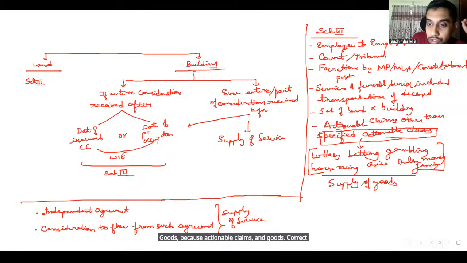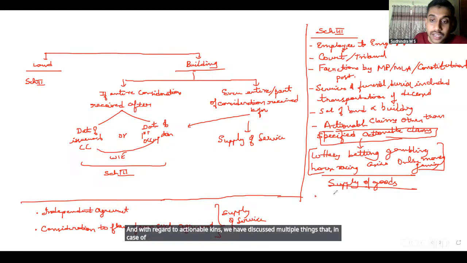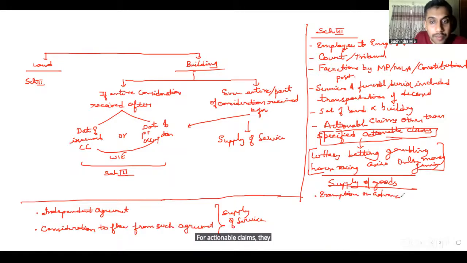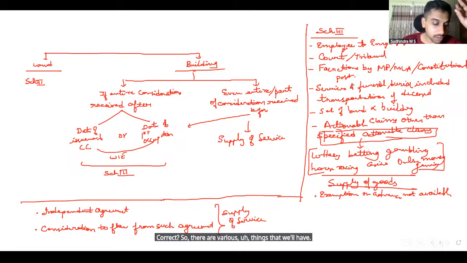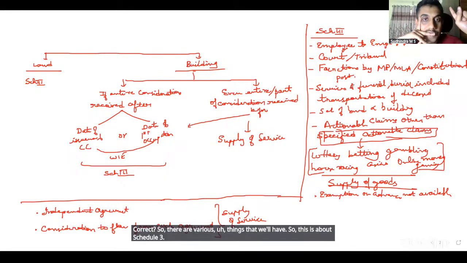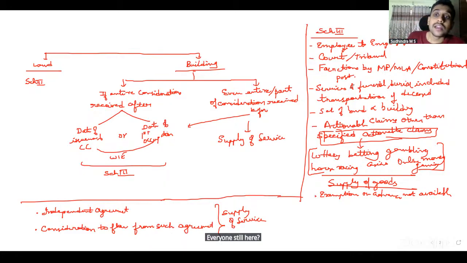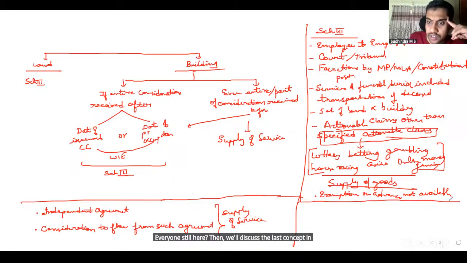Correct? Supply of goods. And with regard to actionable claims, we have discussed multiple things. In case of time of supply, exemption on receipt of advance is not available for actionable claims. They have to pay tax on receipt basis also. So there are various things that we will have. So this is about Schedule 3. Everyone till here? Yes, sir. Then we'll discuss the last concept in this chapter, which was Section 8.